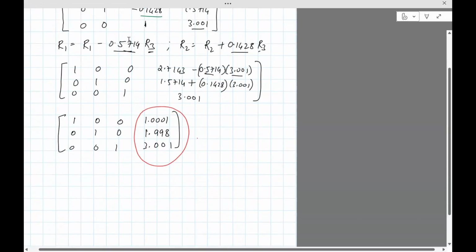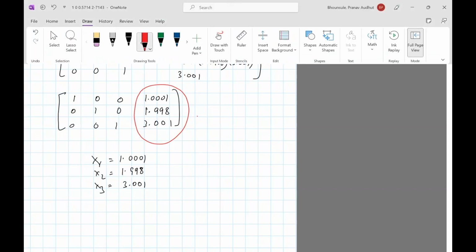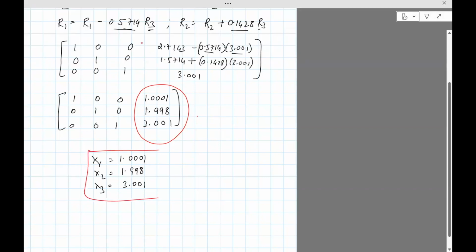So the solution, per this method, the way I did it, x2 is 1.998. Which, for some people, is less accurate, but if you are okay with that accuracy, then with 2 decimal place accuracy, it's probably good.